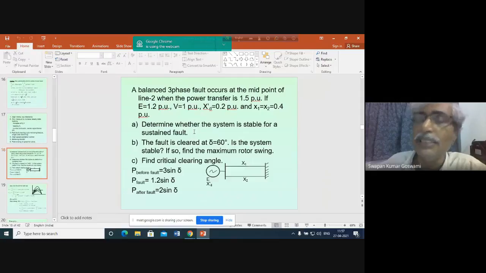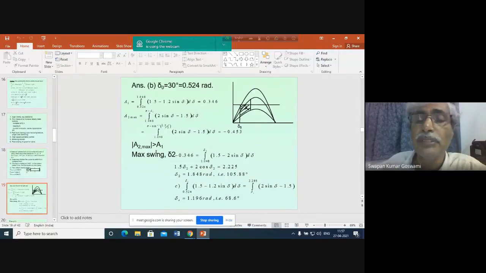You can say that, and this is the explanation why the system will become unstable, because always input power is greater than the output power. Now, what happened in condition B? The fault is cleared at delta equal to 60 degree. Whether the system will be stable or not.